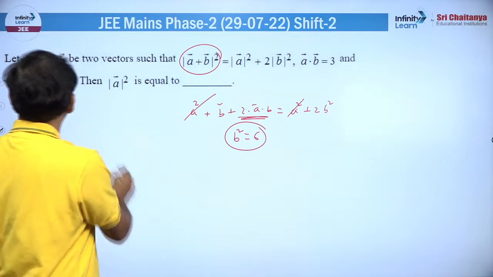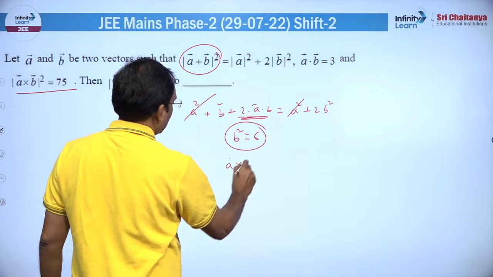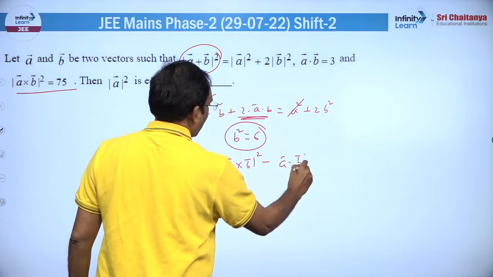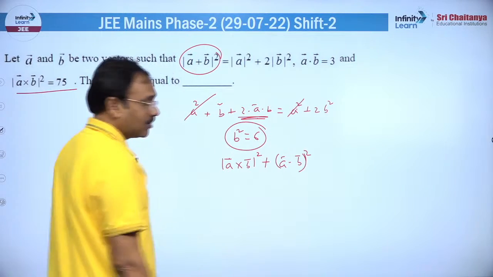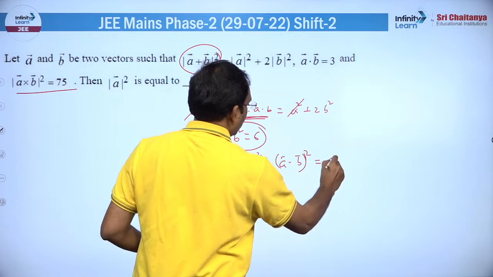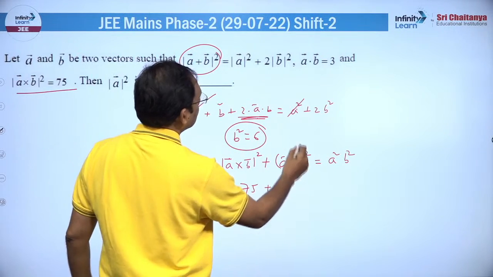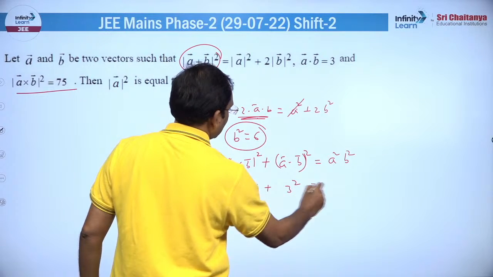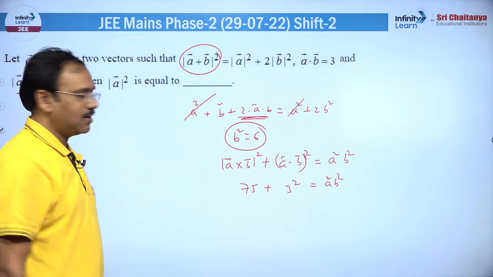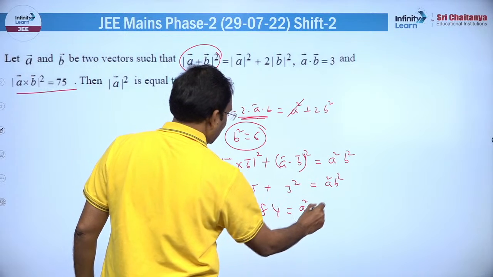Another point, A cross B square 75 means, you know, my dear friends, A cross B magnitude square plus A dot B magnitude square, because this is A square B square sin square theta, A square B square cos square theta, is going to be A square B square. A cross B square is given as 75 already, and A dot B square is already given as 3 square, which is 9. So, 75 plus 9, which is 84 equals A square B square, and B square you already got 6.